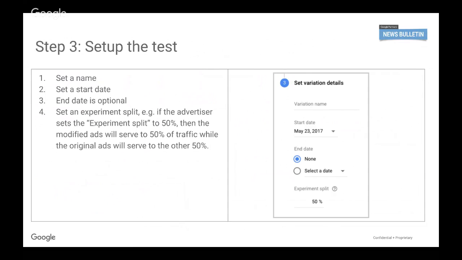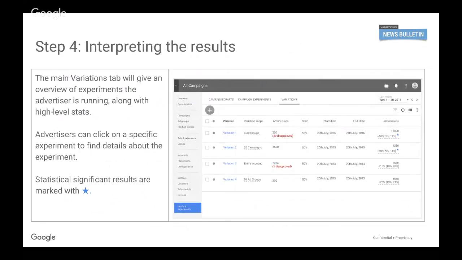Exactly. So then how do you set up the test? That's the last step. You set a name, of course, you set a start date, and that is optional. I personally don't recommend it. I would just wait until you have a statistically significant difference. And the experiment split, I would usually say set it to 50%, which means that 50% of the time variation A will be shown, and 50% of the time variation B will be shown. I think that's the most honest and most fair way to compare the two, of course.